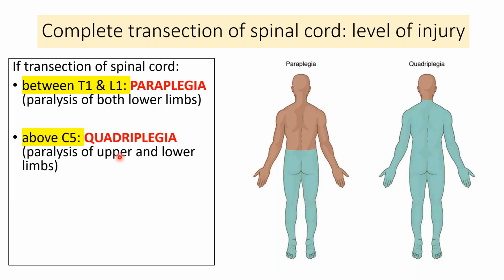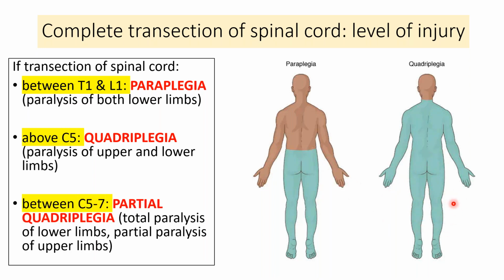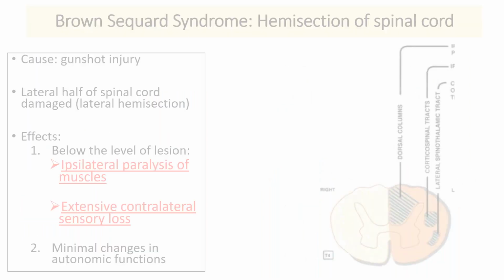If the paralysis was above C5, that means the brachial plexus and lower limb innervation both have been lost. So the innervation of all the skeletal muscles has been lost. So that is quadriplegia. That means both the lower limbs and the upper limbs, and the trunk muscles, are all paralyzed above C5. Between C5 and C7, we call it partial quadriplegia. So these are the symptoms with which the patient will present in case of complete transection.